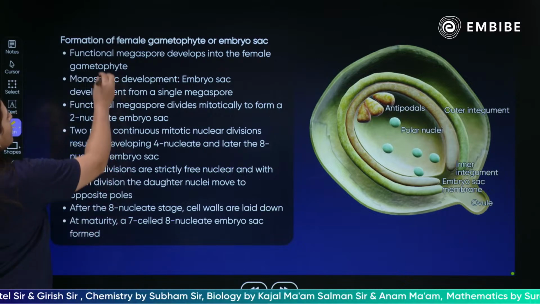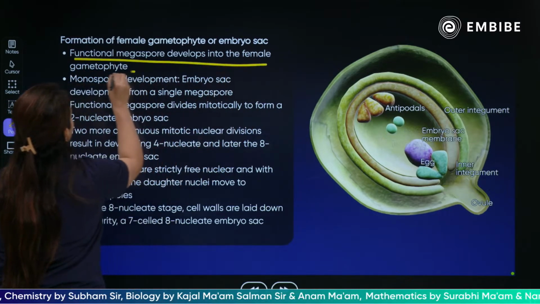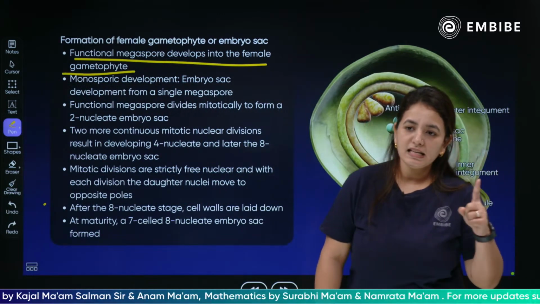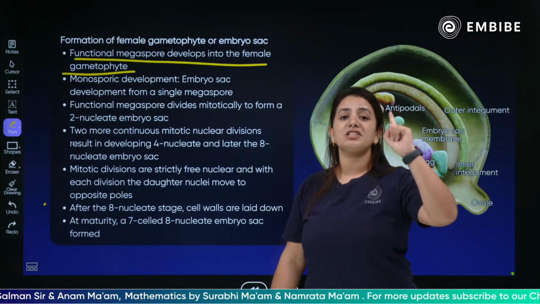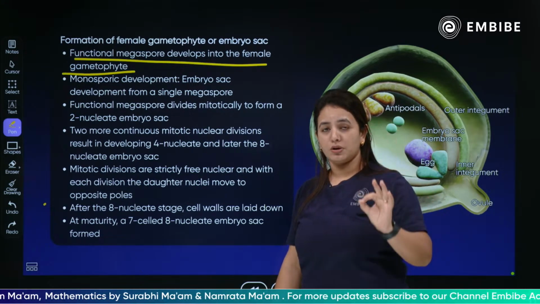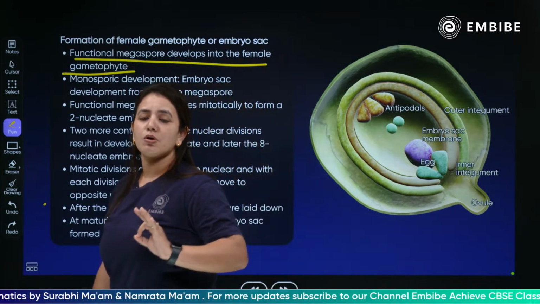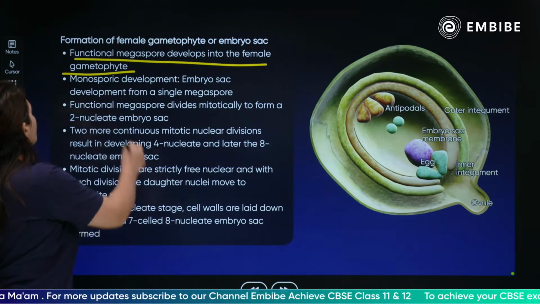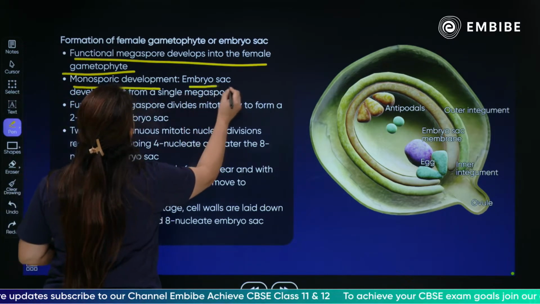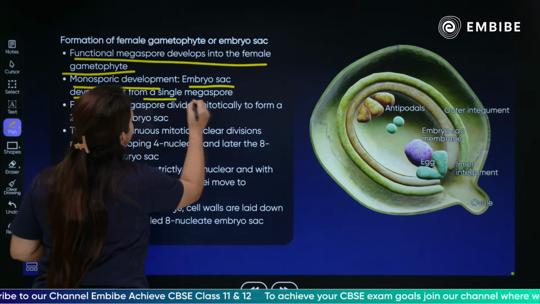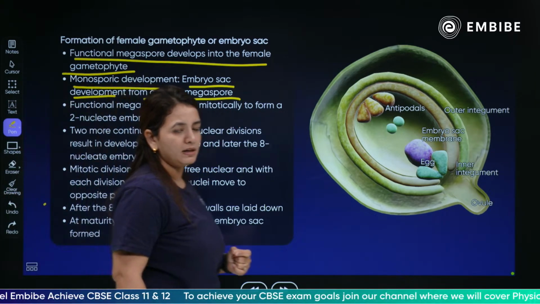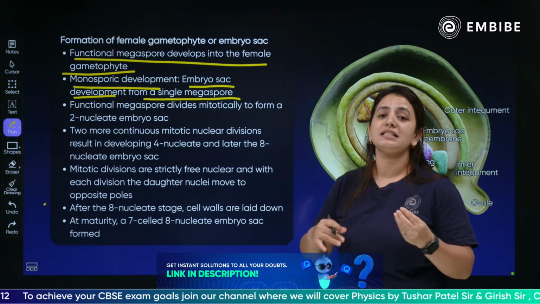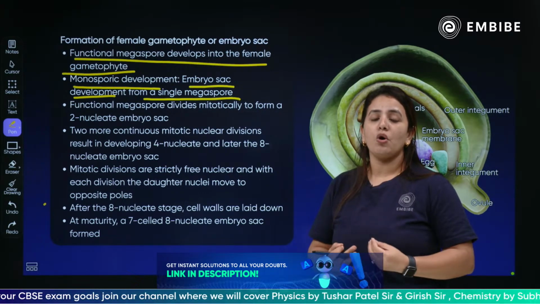Only one megaspore was remaining, as the 3 megaspores degenerated. This one megaspore is called the functional megaspore. The functional megaspore will finally develop into a female gametophyte. Monosporic development means embryo sac development from a single megaspore. What is monosporic development? It is the development when the embryo sac develops from a single megaspore.